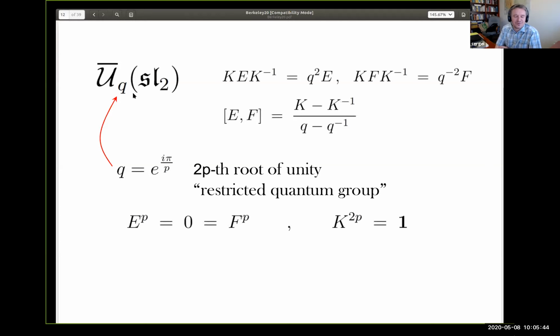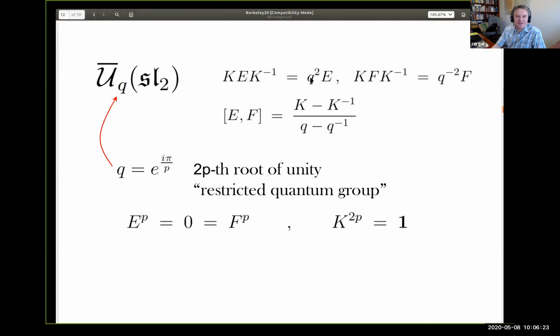And those of you who heard the nice talk by Pavel Etingof earlier this week, in his talk he actually talked about small quantum groups. So what we're going to consider is a close cousin called the restricted quantum group, because the relations are slightly different. But the idea is very similar. So we'll take an even root of unity. We'll impose additional relations that E^p = F^p = 0, so E and F are nilpotent of order p. K becomes unipotent, so K^{2p} is equal to the identity. And you can quickly check that indeed this is compatible with these relations.